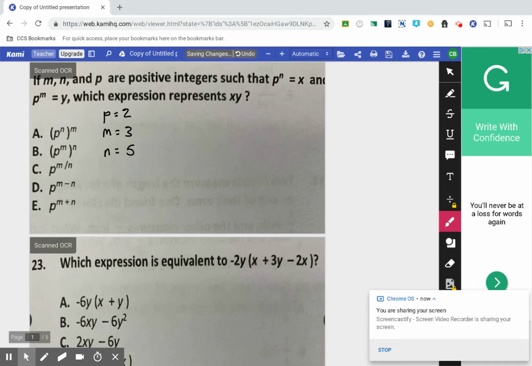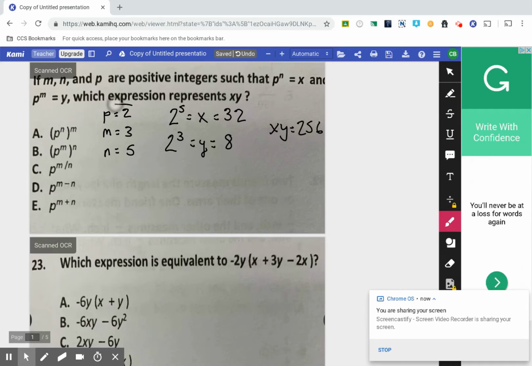Okay, so if we go with what they say, P to the N power equals X, that would be 2 to the 5th power. That's our X value. 2 to the 5th, 2 times itself 5 times, that gives me 32. All right, follow the same thing for P to the M this time. That would be 2 raised to the 3rd, or 2 cubed. That's our Y value, and that's 8. Now, they're asking, what is X times Y? 8 times 32, XY, that gives us 256.